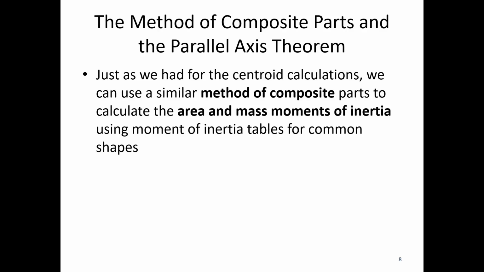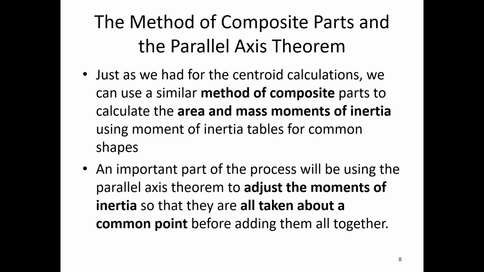Just as we did for centroid calculations, we can use the method of composite parts to calculate area and mass moments of inertia using moment of inertia tables for common shapes. An important part of this whole process is going to be using the parallel axis theorem to adjust the moments of inertia so that they're all taken about a common point before we can add those values together. Because if moments of inertia are taken about different points, we cannot add them together and get a valid result out of the whole process. So more about that will be talked about in the next sections.